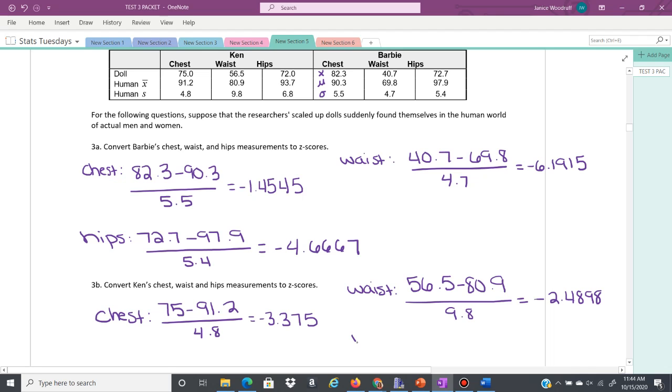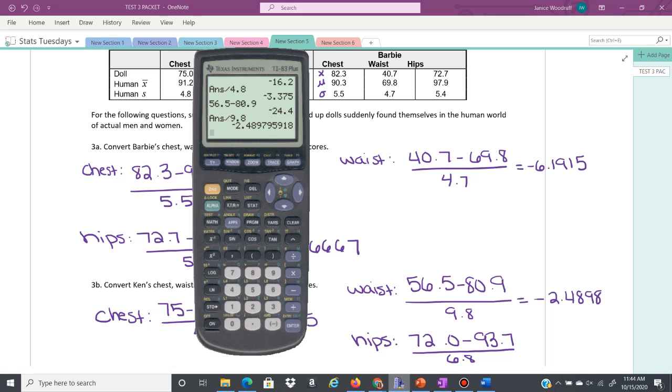And then his hips, you would have 72.0 minus 93.7 over 6.8. So that would give us a negative 3.1912.